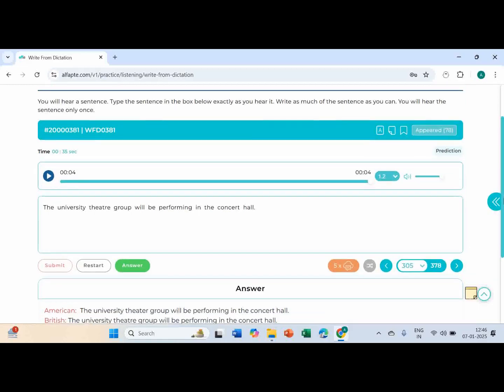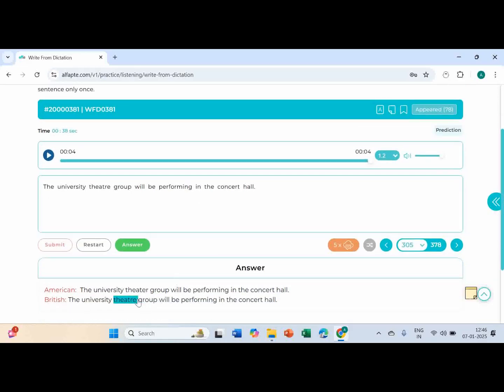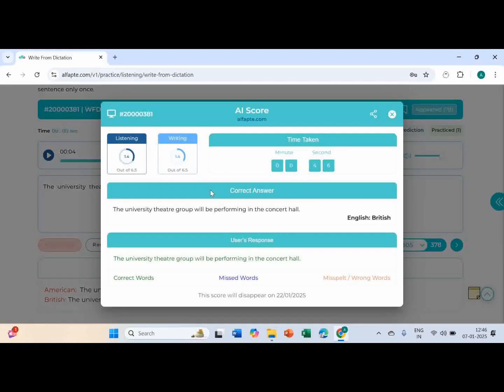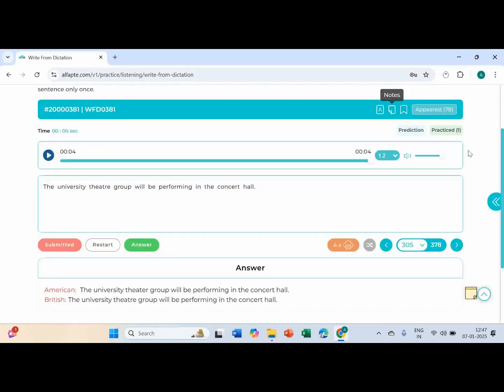So this was the answer: The University Theatre Group will be performing in the concert hall. You can also submit it and check your score. This is the score: listening 6.5 out of 6.5, and writing again 6.5 out of 6.5. So this is the answer in British. You can write in American as well as in British. So let's do the next one.